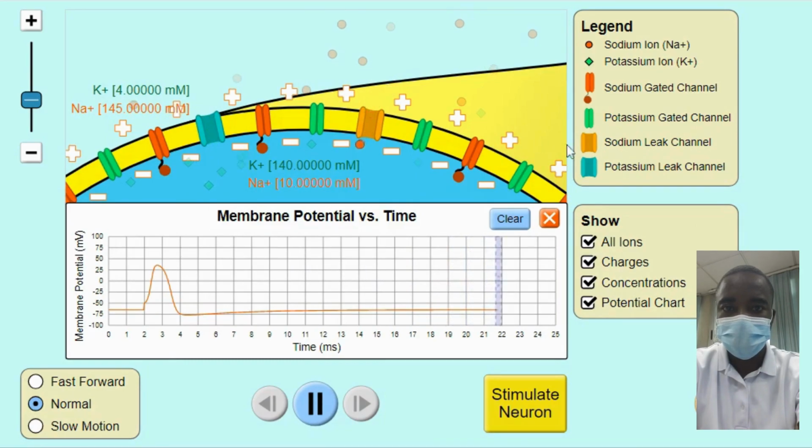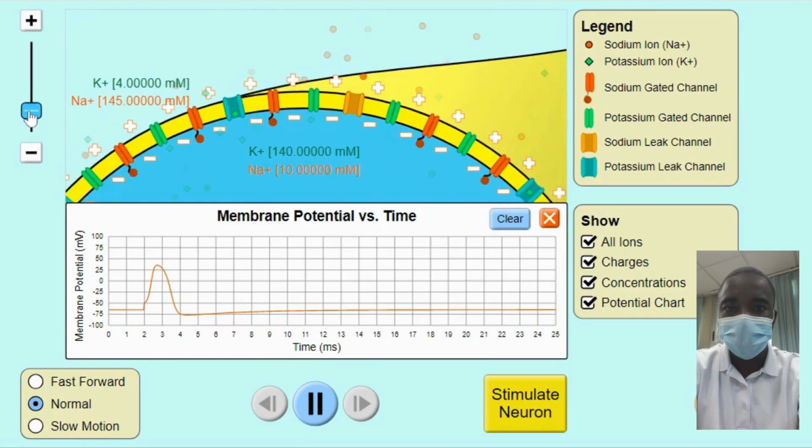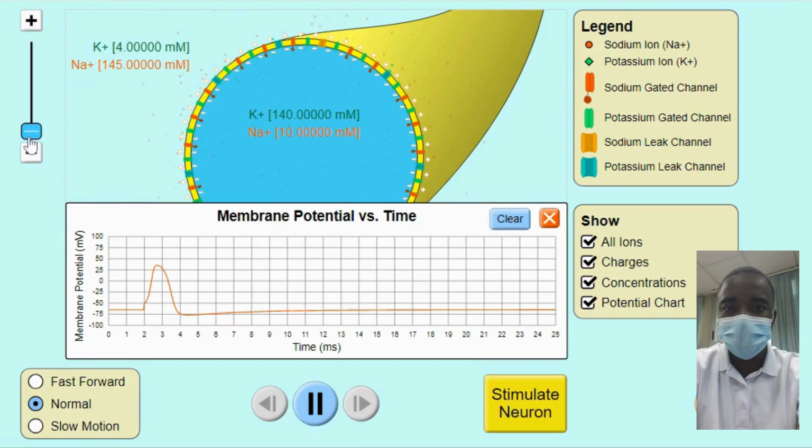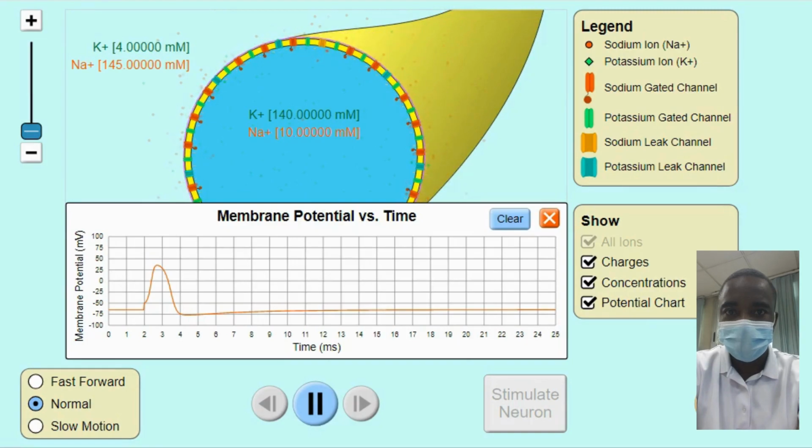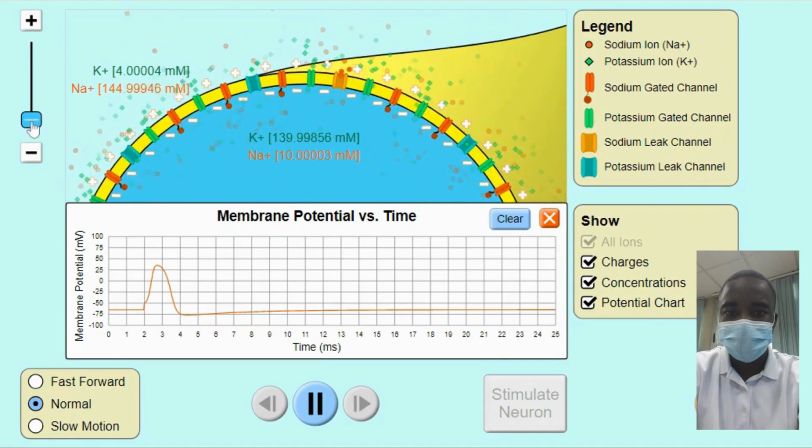Moreover, the neuron simulation also allows students to explore the concept of refractory period. After an action potential, the membrane potential needs to return to its resting state before another stimulus can trigger another action potential. This is due to the inactivation of sodium channels and the activation of potassium channels, which work together to restore the resting potential.